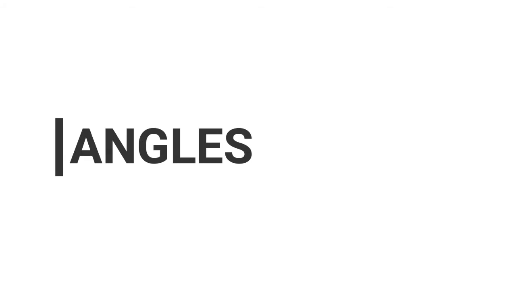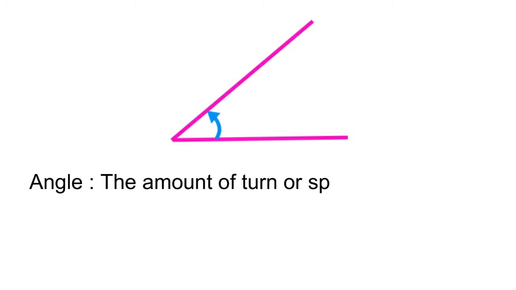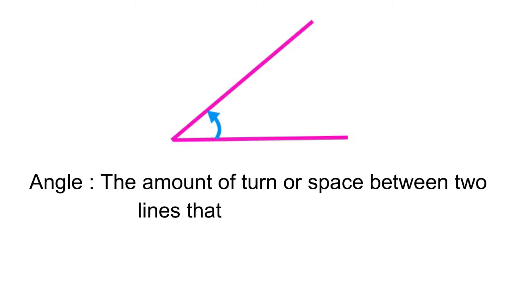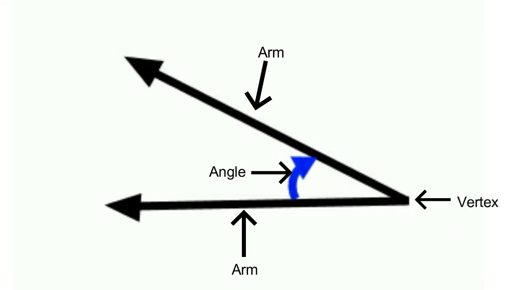Today we're going to talk about angles. So let's begin. An angle is the amount of turn or space between two lines that meet each other. When two lines meet at a point, an angle is formed. The two lines are called the arms of the angle. Both the arms of the angle meet at a point called the vertex.